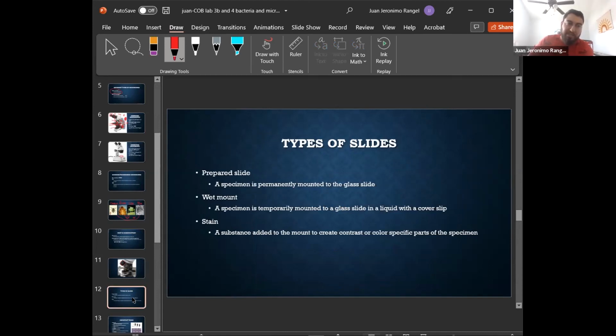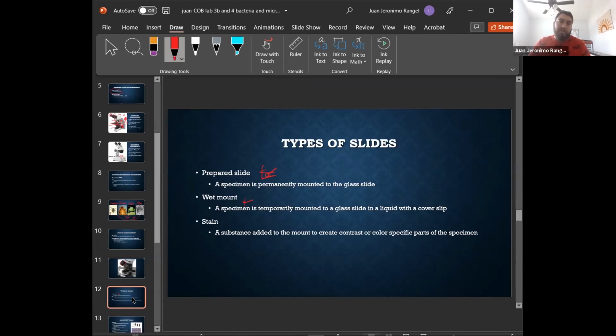We have different types of slides. Prepared slides are the ones that were fixed in resin, so you can keep them for years and years. That's one of the benefits of a prepared slide. A negative thing about prepared slides is that you have to kill the organism to fix it in there.